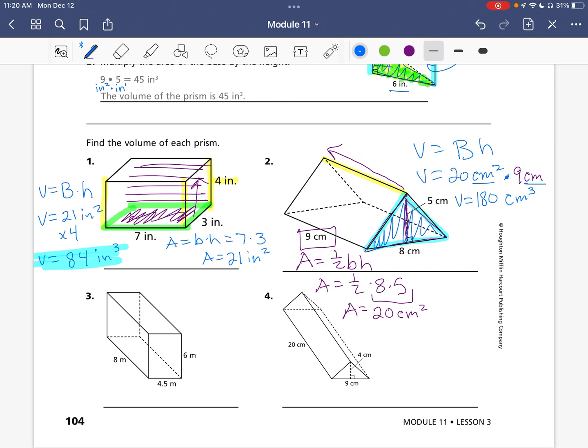All right, so our answers here are 216 meters cubed, 360 centimeters cubed. This first one here, your base is pretty standard. Area of 8 times 4.5. Watch your decimal. And then you're going to multiply that times your height.